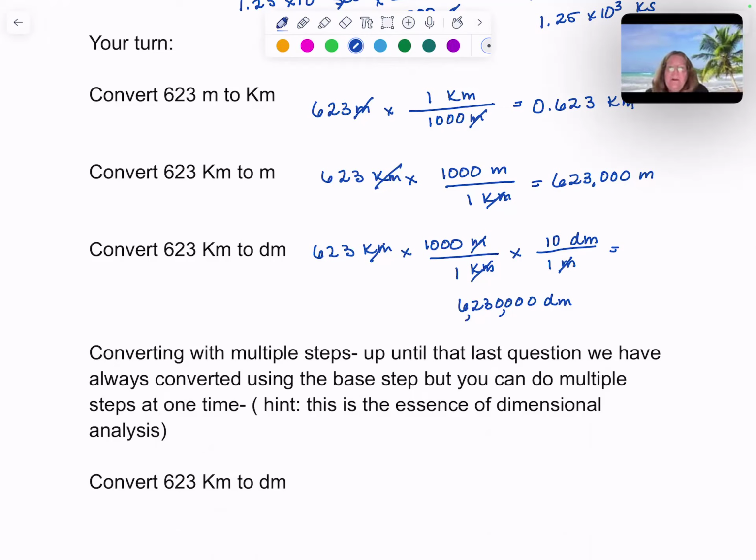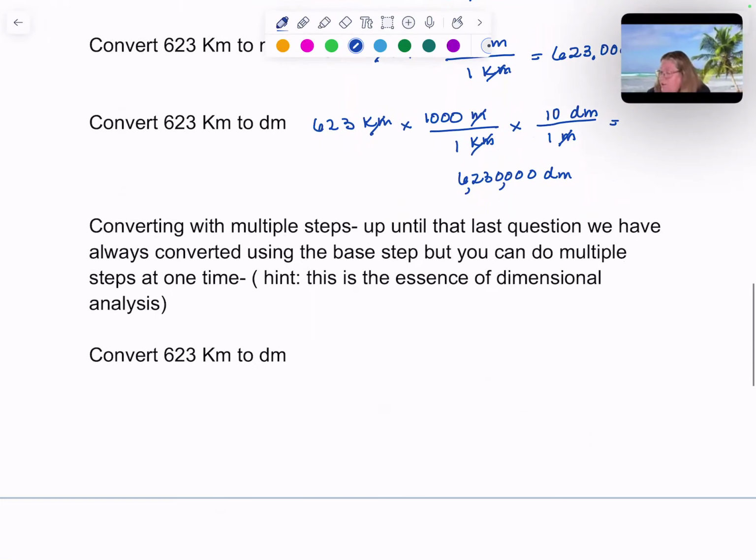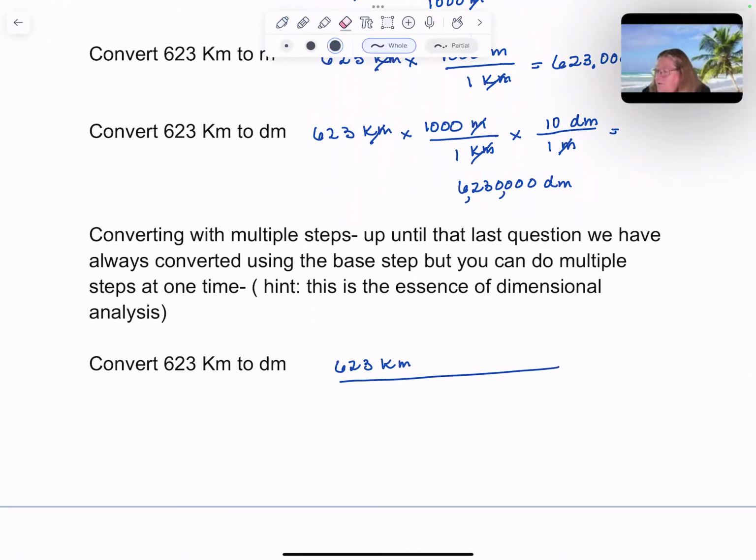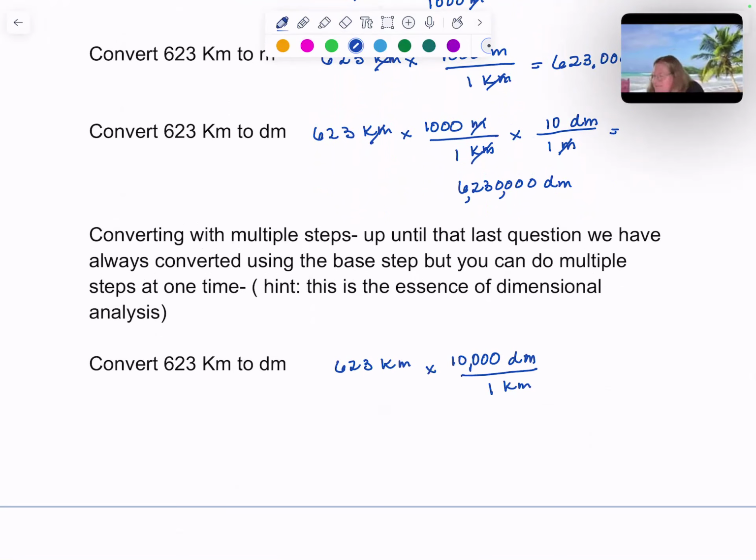When you're converting with multiple steps, like we did in this last question, we've always got to convert going back to the base step, or you can do multiple steps at one time. Another way to do that would be looking at it and going, there's 623 kilometers. Oops, sorry, jumping ahead here. And there's 10,000 decimeters in 1 kilometer. That's 1 step. But that means that you've got to remember your staircase a little better.